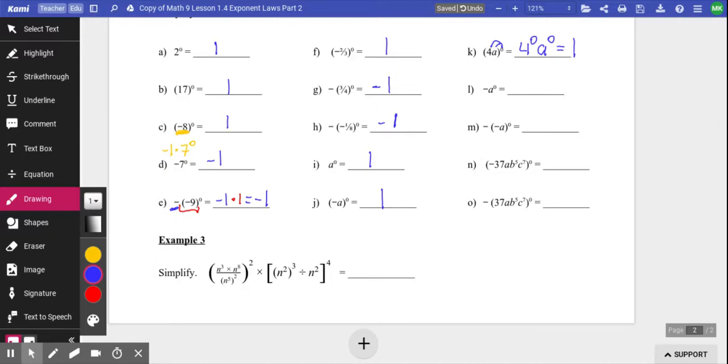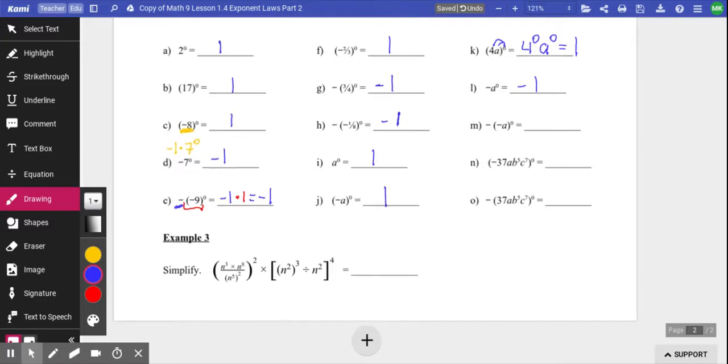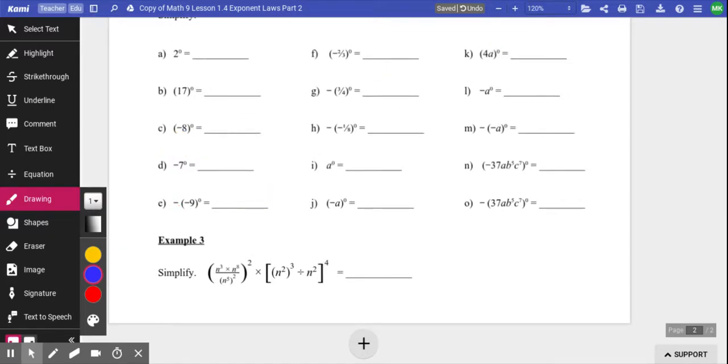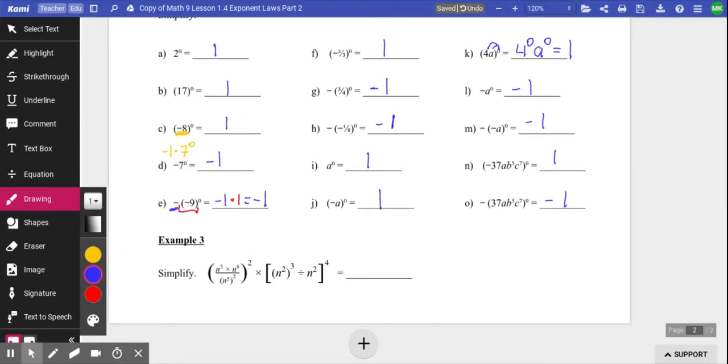If you look at L, the negative is not part of the base, therefore it's negative 1. M is going to be negative 1. N is going to be positive 1. And O is going to become negative 1. So those should be all of your answers for the zero exponent law.